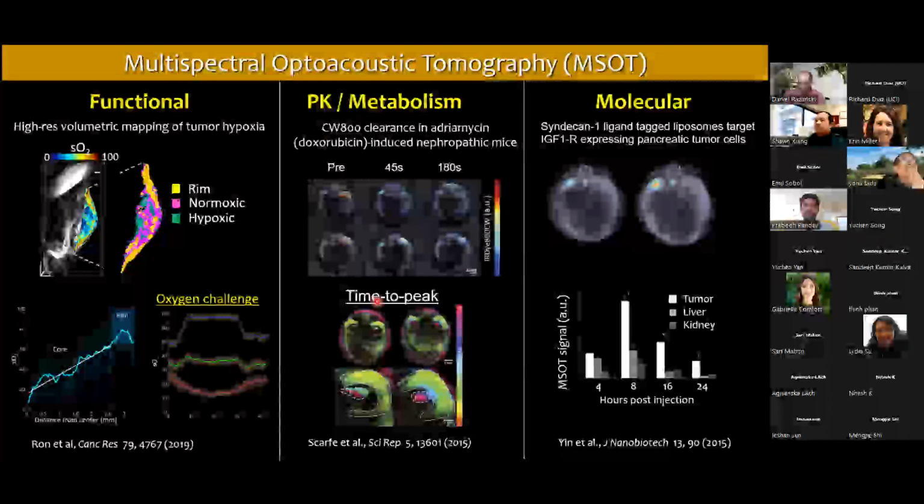Another example you see in the middle is a study looking into kidney function that was done by a group at the University of Liverpool in the UK. They injected a contrast agent and imaged the kidney of a mouse over time. The kidney perfusion dynamics in this case were quite different in healthy kidneys versus nephropathic mice. So this is an example of a kidney metabolism study. And the last example on the right is a molecular imaging study that was done at the University of Louisville in the US. This group developed smart liposomes that specifically target pancreatic tumor cells. And in this case, they used MSOT to visualize specific uptake of the agent at the tumor site versus unspecific clearance through the liver and kidneys.